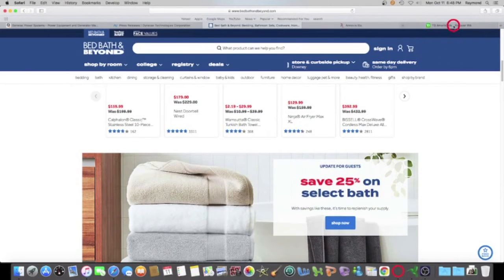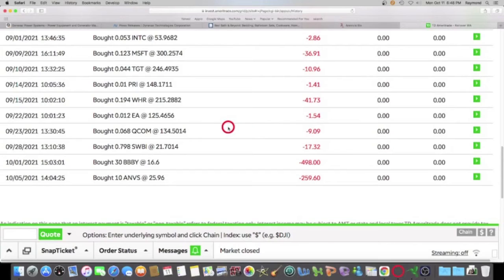All right, let's go back to the TD Ameritrade account, and the last stock that I bought is 10 shares of ANVX, and this is Innovius Bio. This is a pharmaceutical company that's trying to develop drugs to fight Alzheimer's and Parkinson's disease. They're currently at phase 2 for Parkinson's disease, and if they make it to stage 4, they'll get FDA approval.